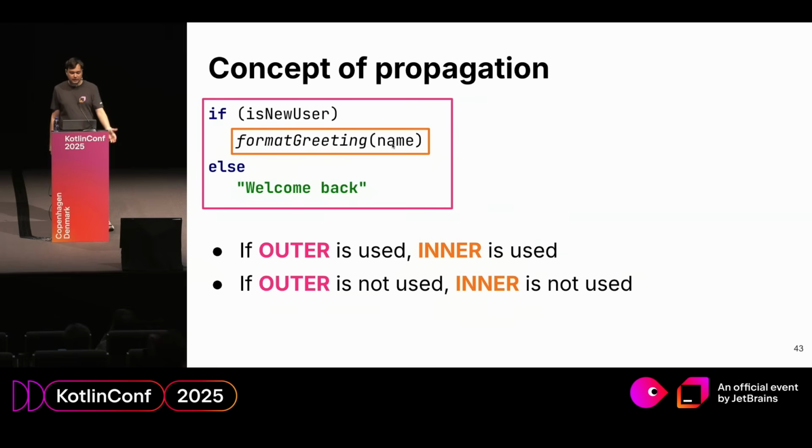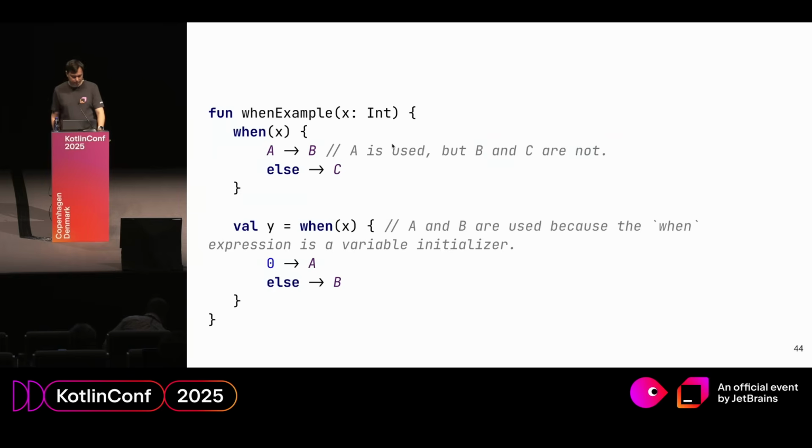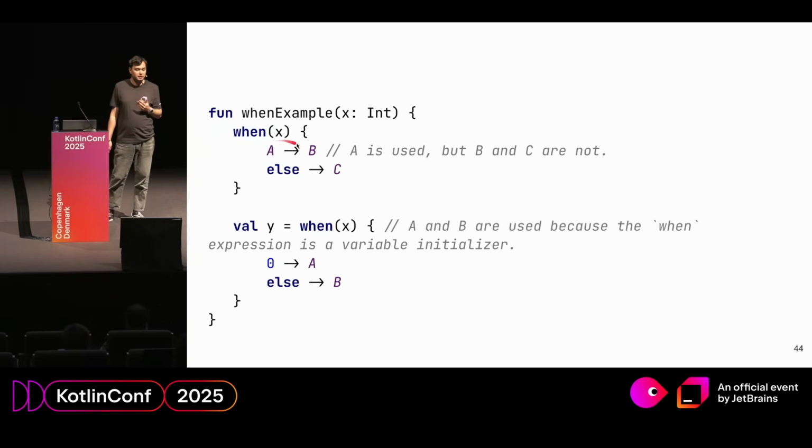And we have to keep this in mind, because we cannot decide here for the format greeting function call alone. We have to access the outer context. The same goes with when. If we, for example, have this case where when is not used in any way, then the expression A is used because it is a condition, it is compared with something. And here B and C are not used because we forgot them. And here, because the whole when is assigned to some variable, both A and B are correctly used.